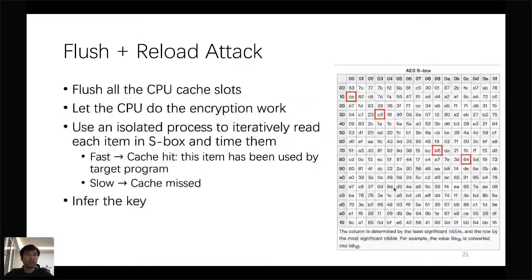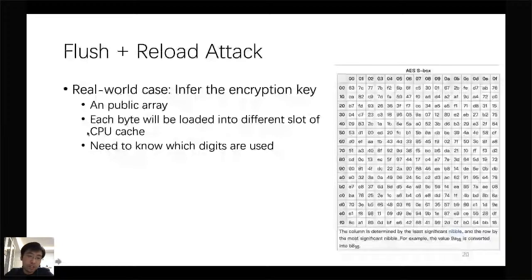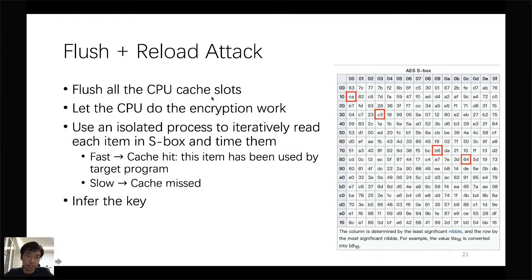Actually, these are the steps of the flush and reload attack. The hint here is that each byte of the SBox will be loaded into different slots of the CPU cache. The CPU cache has many slots. It's just like an array. And we really know the mapping between the bytes and the slot where each is going to be stored. This can be known before anything happens. Okay, so this is how the attack goes.